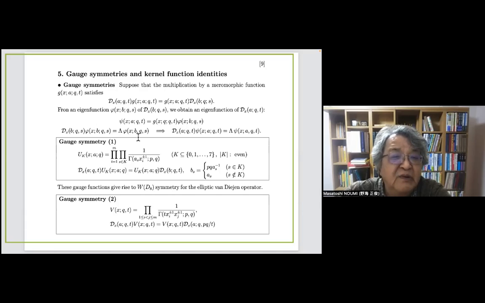Okay, so it's very simple. Suppose that this phi function satisfies this eigenfunction equation, and multiply by this G. Then from this commutation relation, or conjugation, since the conjugation of D with A, T parameters gives the same operator with parameters replaced by B and S, from this relation you immediately see that this psi function obtained by multiplying G is an eigenfunction of the van Diejen operator with A, T parameters, right? But the eigenvalue is unchanged.